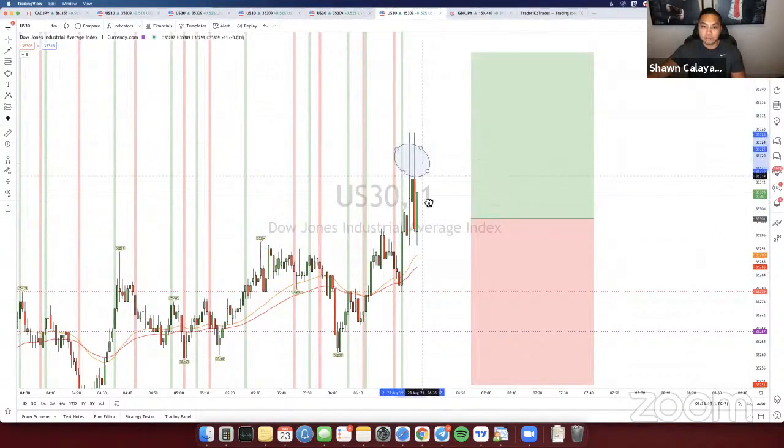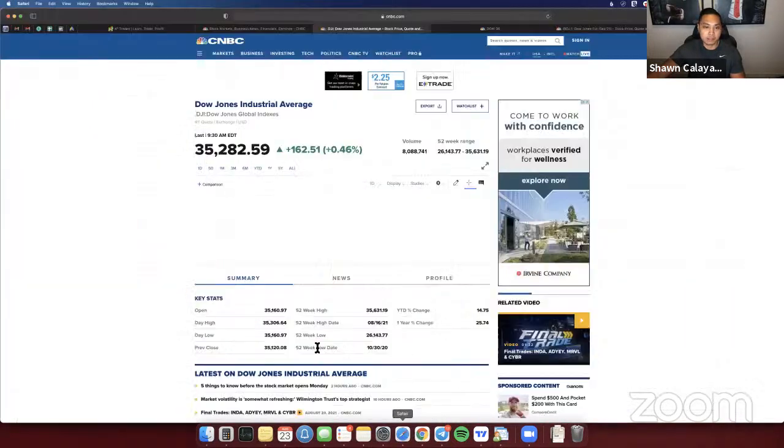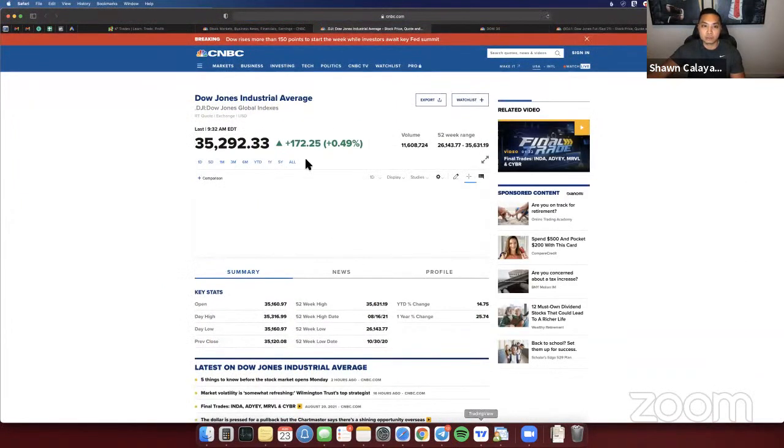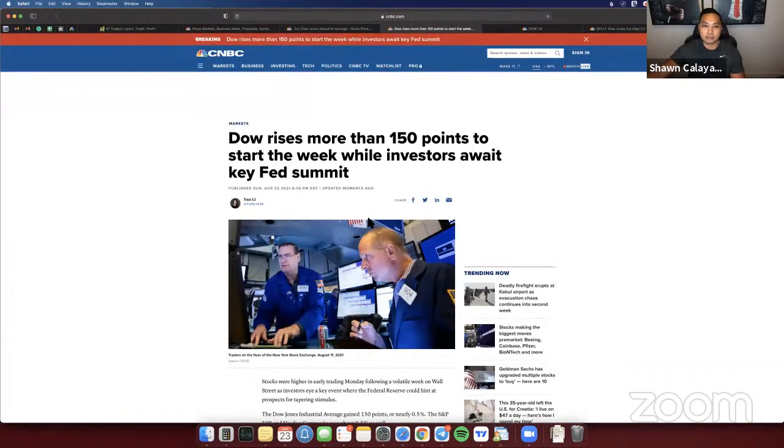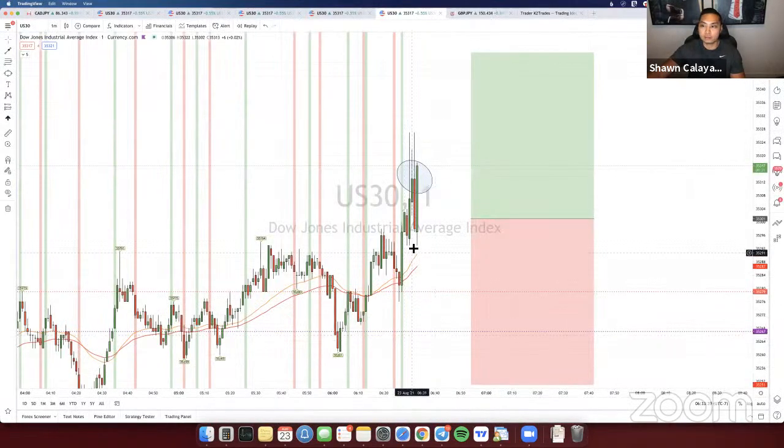All right, we'll still be waiting for this one right here. If this one over here can close with little to no wick, we can possibly hop into it, but it's starting to get a little risky because we're getting closer to the news this morning. Dow rises 150 points throughout the week as investors await a key Fed summit. All right, so that's another reason why it's pushing up.